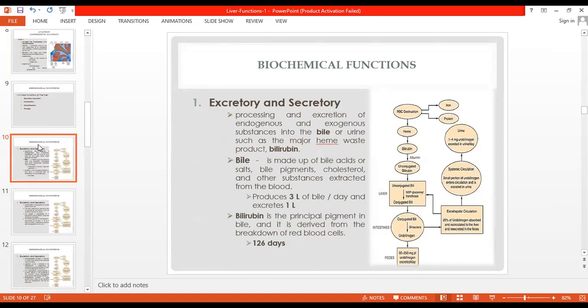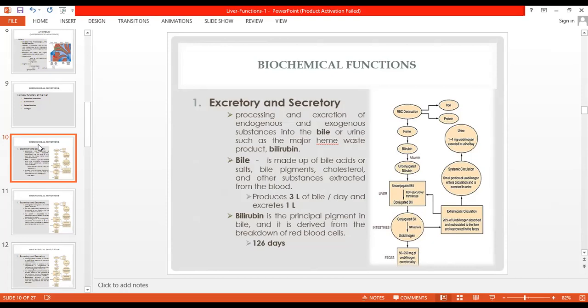The liver is so important that if the liver becomes non-functional, death will occur within 24 hours due to hypoglycemia. Although the liver is responsible for a number of functions, now we are down to excretory and secretory. One of the most important functions of the liver is the processing and excretion of endogenous and exogenous substances into the bile or urine, such as the major heme waste product, bilirubin.